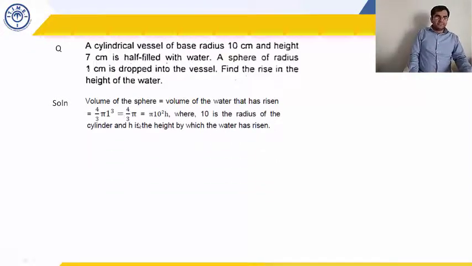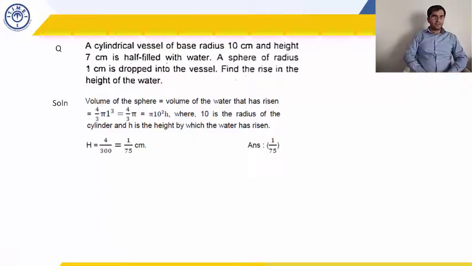So what is the volume of the sphere? 4/3 pi r cube. And what is the volume of the cylinder that has formed now? Pi into radius square into height by which the water has increased. That's all. Pi gets cancelled out and you get 4/3 divided by 100. So you get 4/300, which is 1/75 centimeters. The rise in the level of the water is 1/75 centimeters.